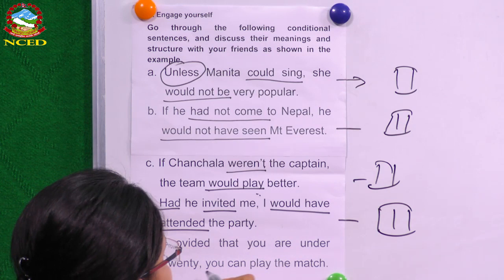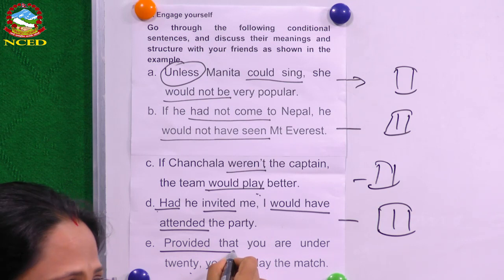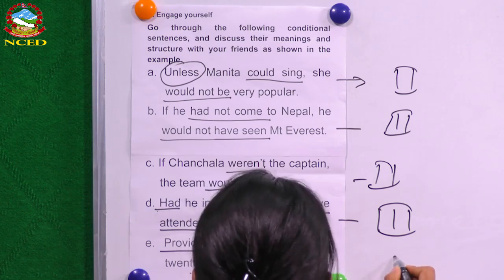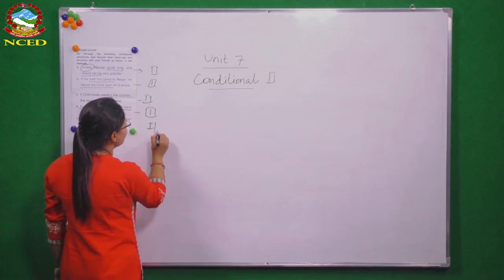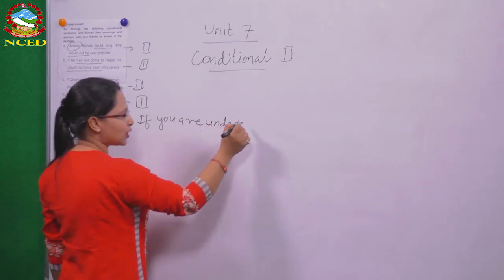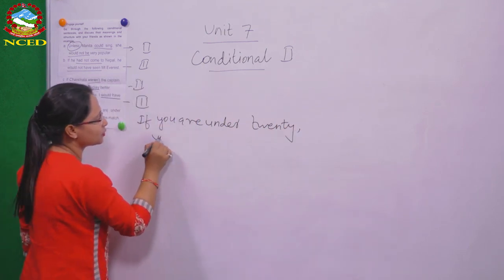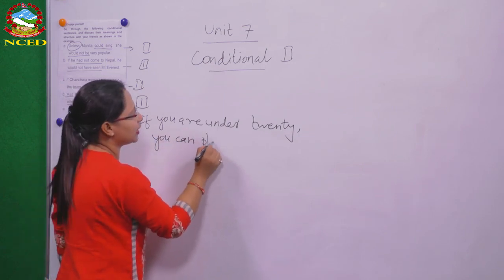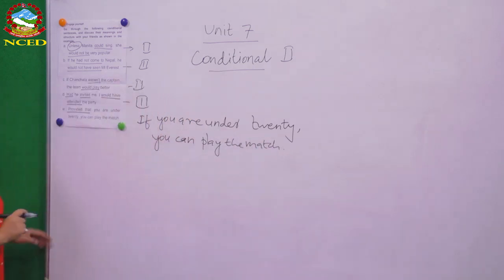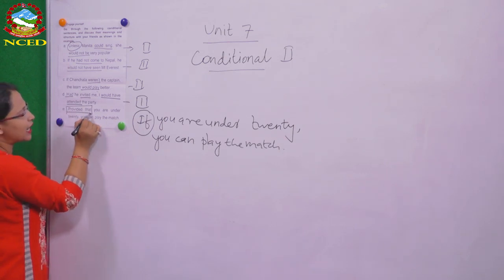Provided that you are under 20, you can play the match. Now something new appeared here. We hadn't talked about it before. So this is equivalent to, if you are under 20, you can play the match. So the only difference is instead of if, here is used provided that.